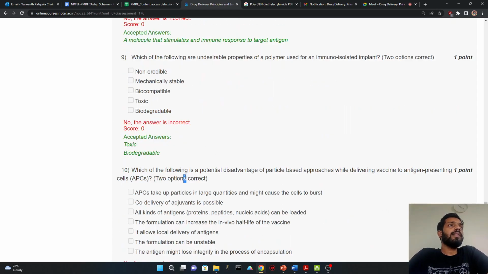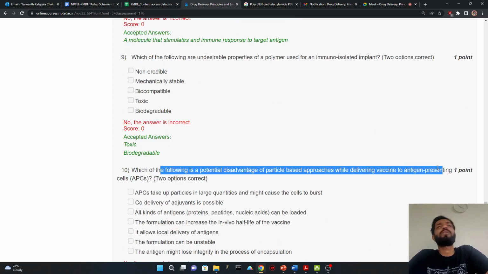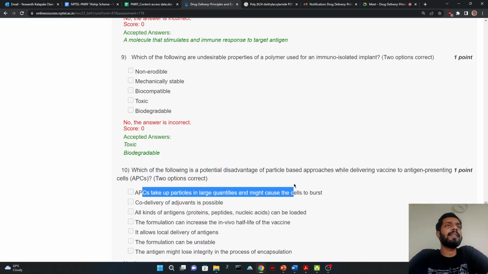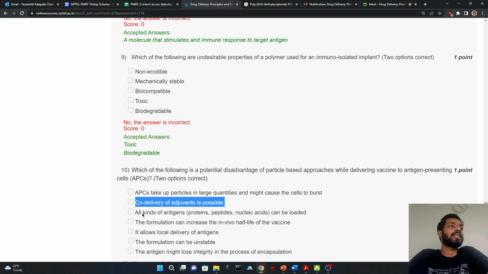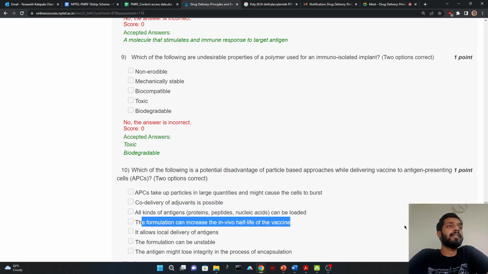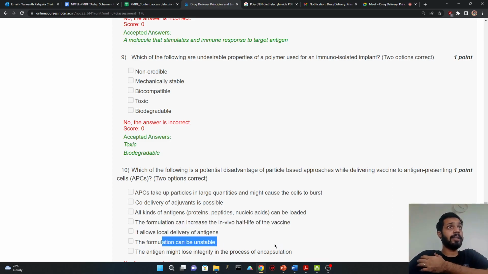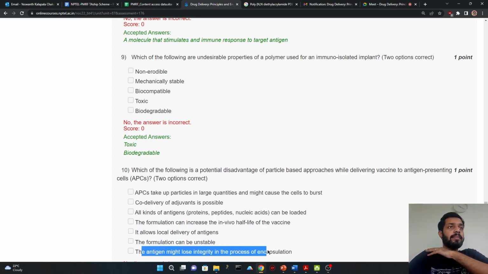Okay. Which of the following is a potential disadvantage of particle-based approaches while delivering vaccine to antigen-presenting cells? Antigen-presenting cells take up particles in large quantities and might cause the cell to burst. Co-delivery of adjuvants is possible. All kinds of antigens can be loaded. The formulation can increase the in vivo half-life of the vaccine. It allows local delivery of antigens. The formulation can be unstable. The antigen might lose integrity in the process of encapsulation. They are asking for potential disadvantages.